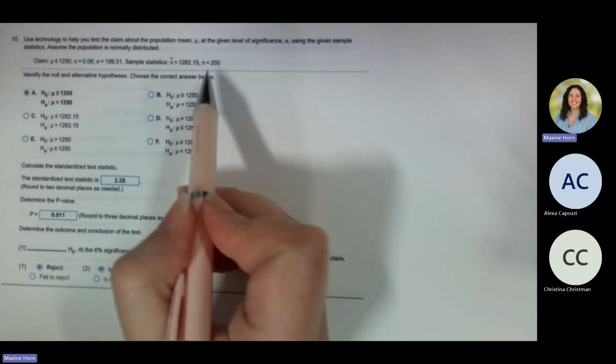Okay, number 10, use technology. So they're even reminding you like, hey, don't forget, you can use technology here to help you test the claim about the population mean mu at the given level of significance alpha using the given sample statistics. And again, they're telling us that we can assume that the population is normally distributed. Now, in this case, our N is 200, so we're fine. We've got enough of a sample size that that's not an issue, but it's always good to be told that it is normally distributed.